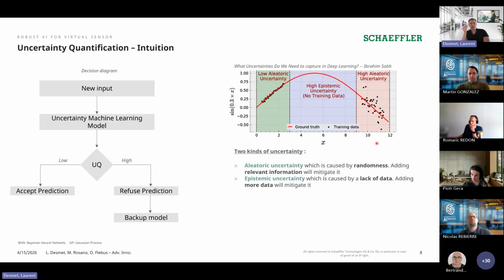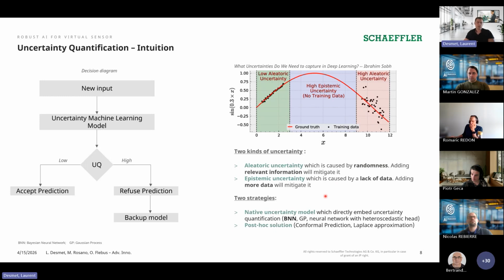The good news is that we can estimate both of them, either the epistemic or the aleatoric, or both of them. And to do that, you can rely on basically two families. The one which provides directly an uncertainty quantification. So think about Bayesian neural network, Gaussian process, or maybe heteroscedastic head for a standard neural network. Or you have what we call post hoc solutions, meaning that you have a machine learning model already available, and you just want to do some post-processing in order to quantify the uncertainty. So think about conformal prediction or Laplace approximation, for instance. Okay, so that's the first family.